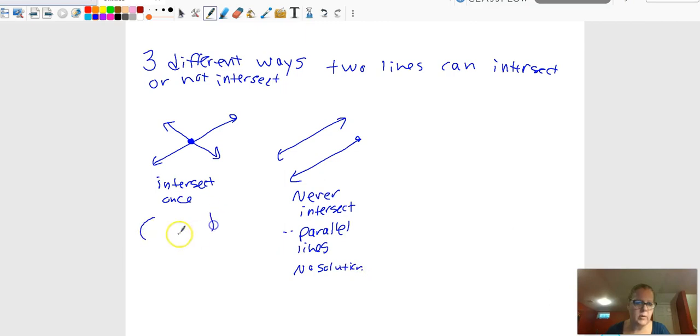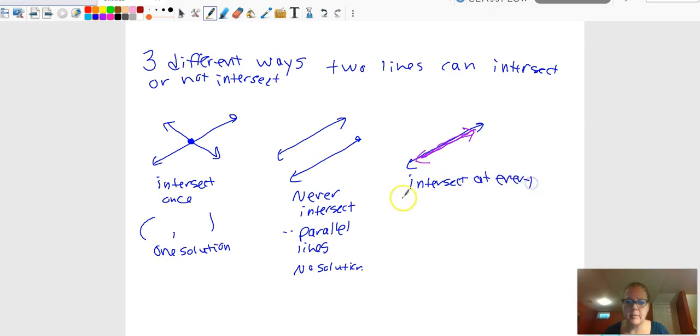So this has one solution if they cross one time. And then you've got 2 different lines, and one is on top of the other. One's going to be on top of the other, and so they intersect at every point. That's where we have infinitely many solutions.